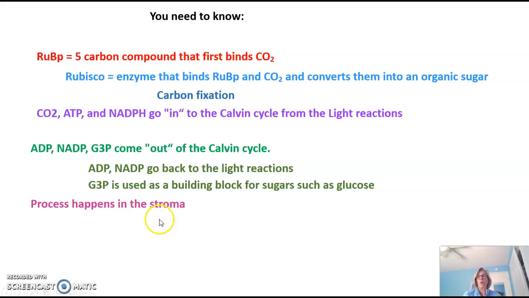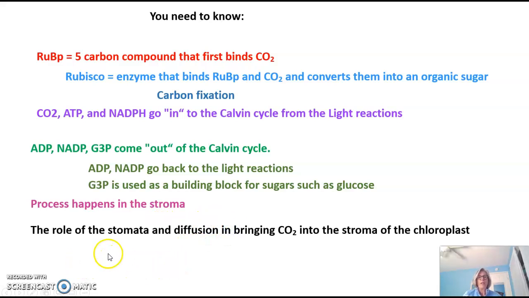And you should know that this whole process occurs in the stroma. You should also understand the role of the stomata, that structure in the leaf, and what its role is in diffusion in bringing CO2 into the stroma of the chloroplast. And you should understand why plants have mitochondria.